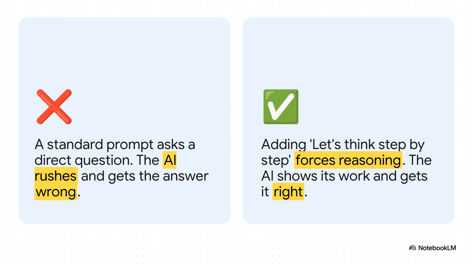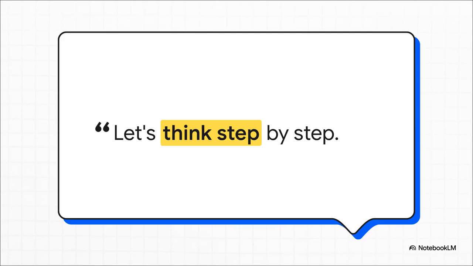But if you use a chain of thought prompt by adding one simple phrase, you force the AI to slow down, to show its work, and to reason through the problem, which leads it to the correct answer. This is it. This is the magic phrase. Just adding "let's think step by step" to the end of a complex question triggers the AI's internal reasoning process. It is an incredibly simple way to dramatically boost the accuracy of its answers.